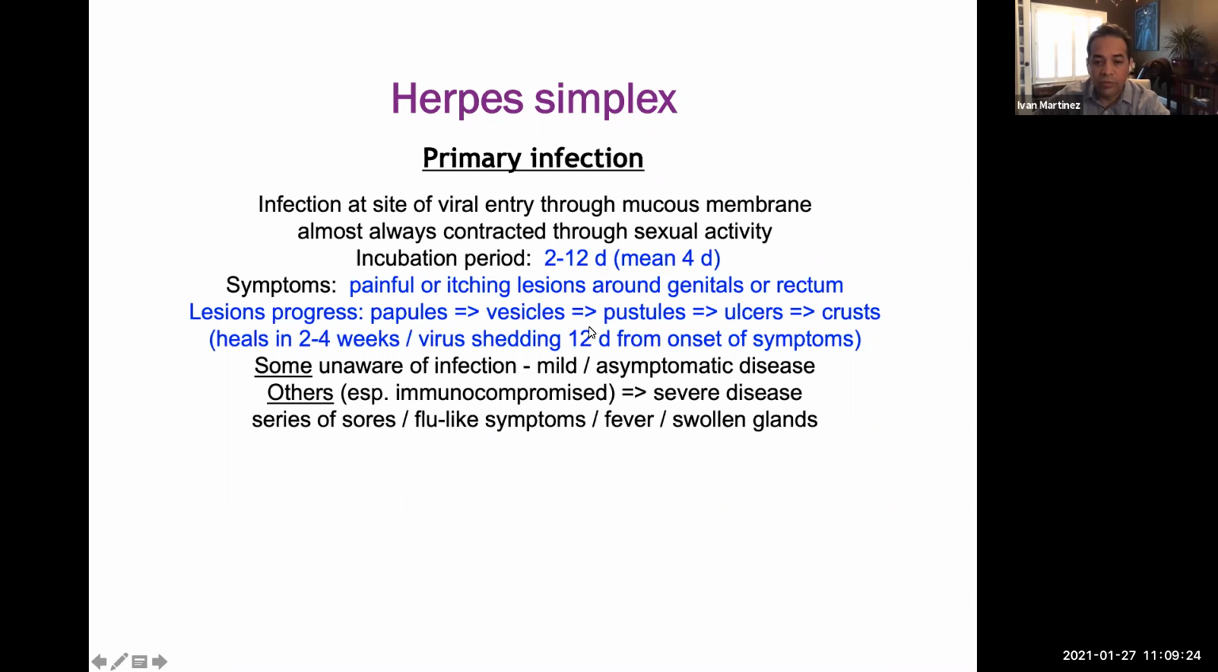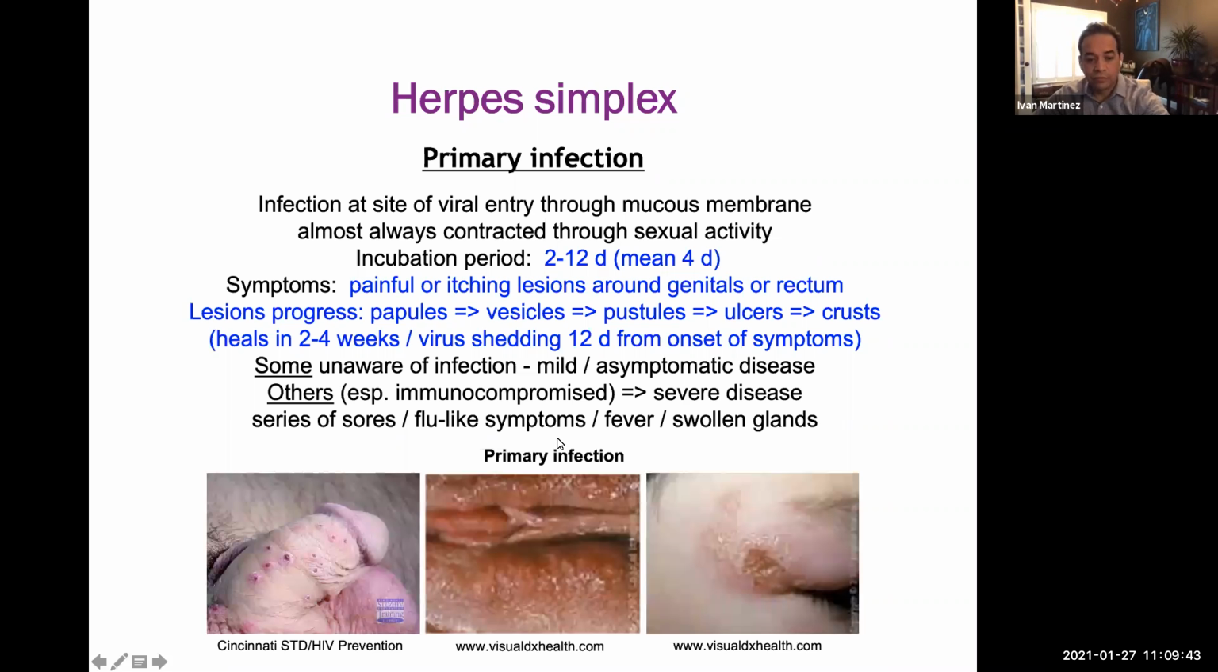Virus shedding lasts 12 days from the onset of symptoms. Some people are unaware of infection because they have mild to asymptomatic disease. Other people that are immunocompromised can develop severe disease, with a series of sores, flu symptoms, fever, and swollen glands. And these are just examples of genital herpes on a penis or a vaginal area.